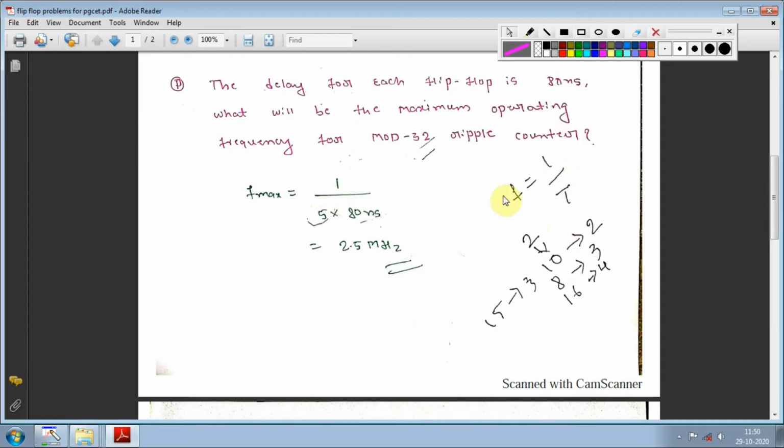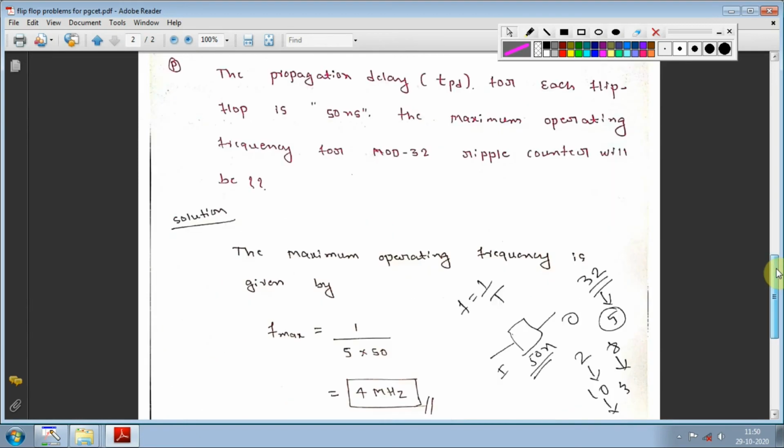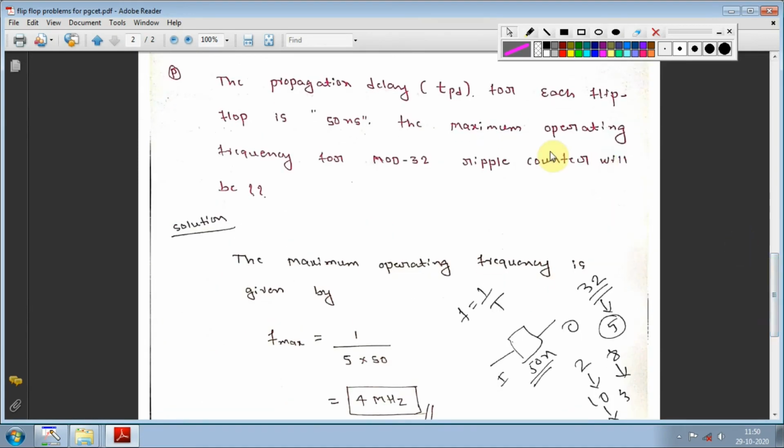So you can see here the required explanation for this one. So 1 divided by 5 into each flip-flop delay is 80 nanoseconds. When you multiply this and divide, you just do it in calculator, then you will get 2.5 megahertz as the maximum operating frequency for that particular flip-flop series. So that's about the third problem. Then second problem, sorry, we'll see third one right now.